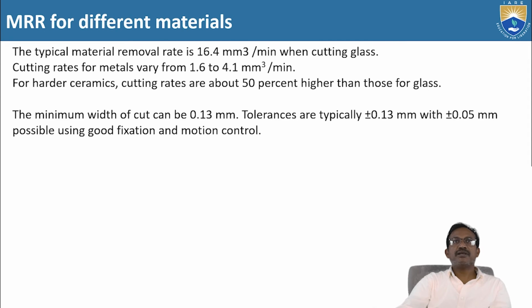Material removal rate for different materials. For different materials, different material removal rates occur. The typical material removal rate is 16.4 mm³ per minute when cutting glass. Cutting rates for metal vary from 1.6 to 4.1 mm³ per minute. For harder ceramics, cutting rates are about 50% higher than those for glass.